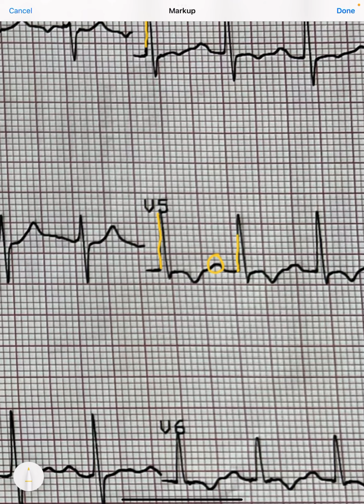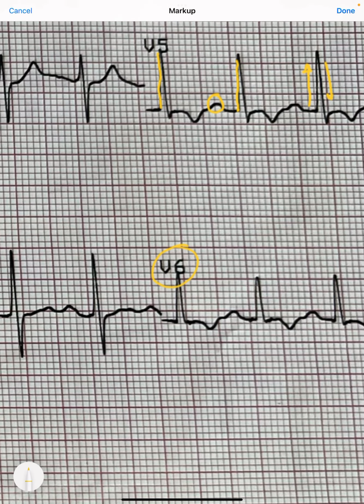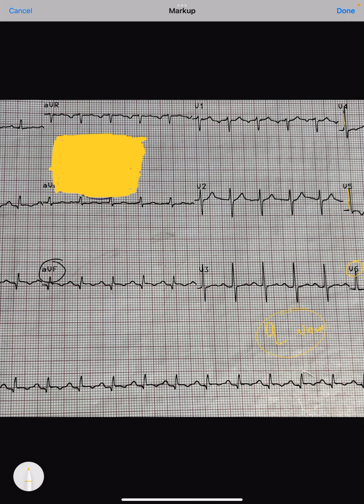There is only R and S. See in V6 as well, there is only R and S. There is no Q at all, not even the slightest Q wave. So there is no absolute criterion for a significant Q wave length. If it is not present in most of the leads, and if it is present in two or more consecutive leads, in particular leads, then it is a significant Q wave.